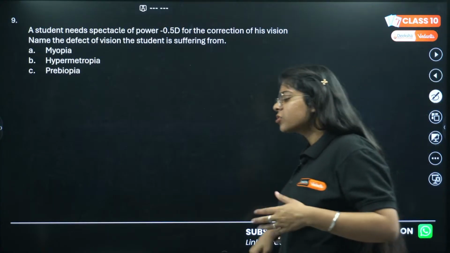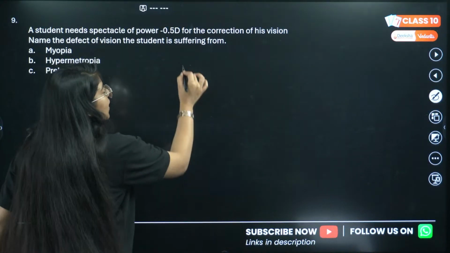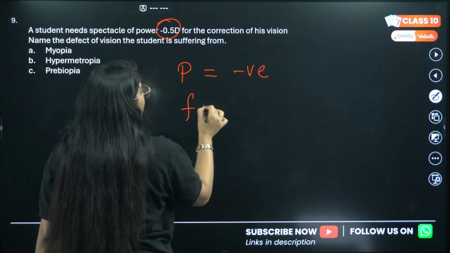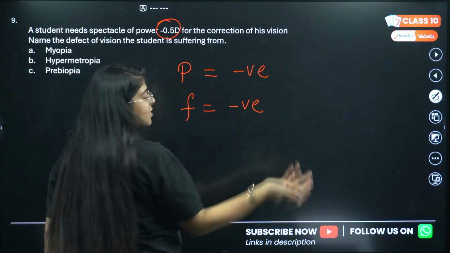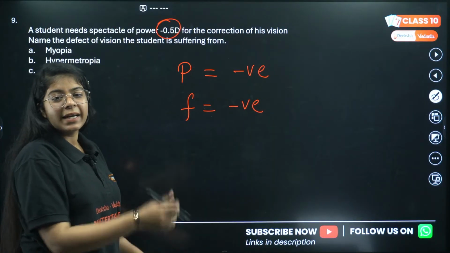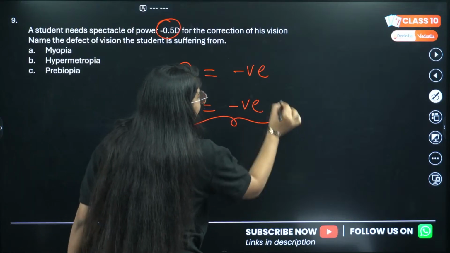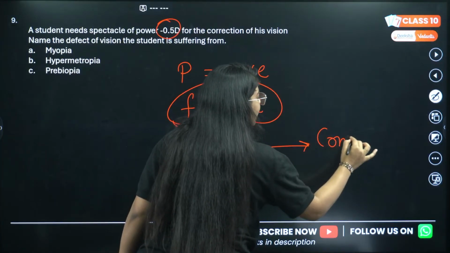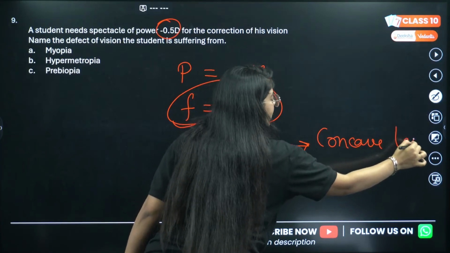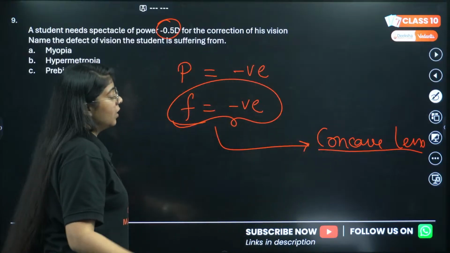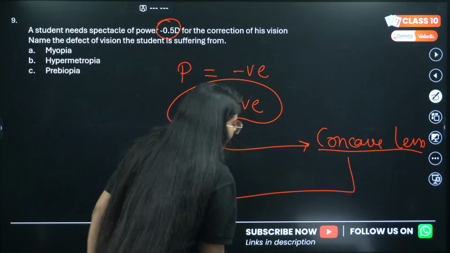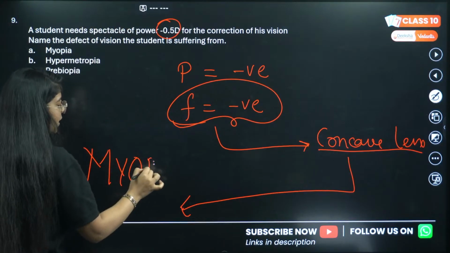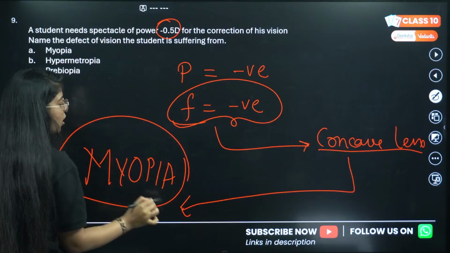Okay, the thing you need to do is just see the sign of power. Power is negative. That means focal length will also be negative, since it is just the reciprocal of power. Negative focal length is for which lens? It is for concave lens, because convex lens always has positive power. Concave lens is used to correct which defect? It is used to correct myopia. That is how you reach your answer.